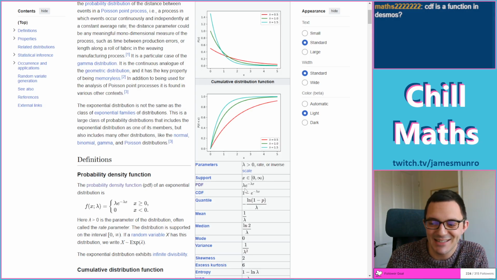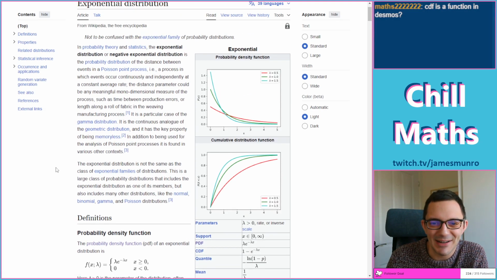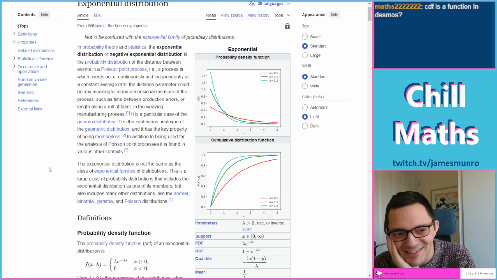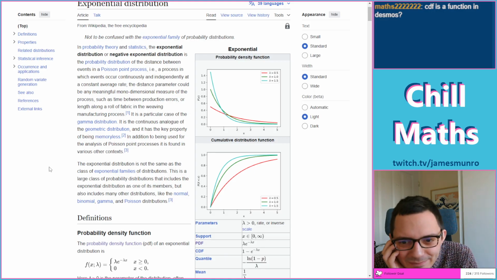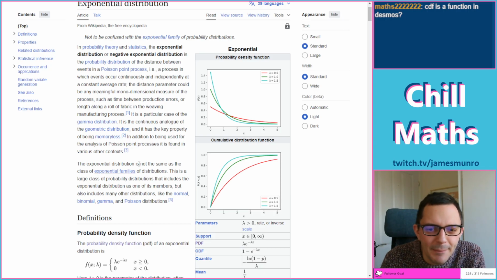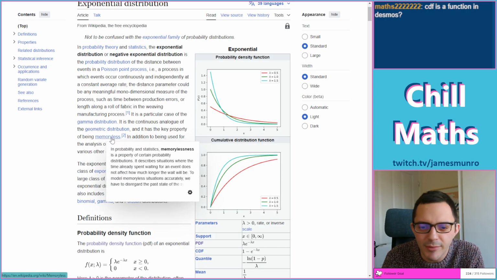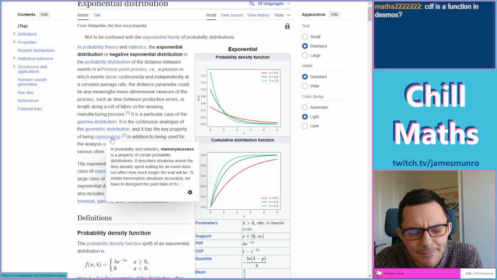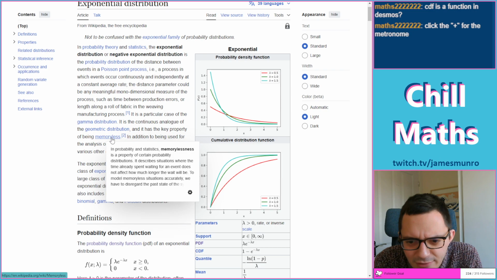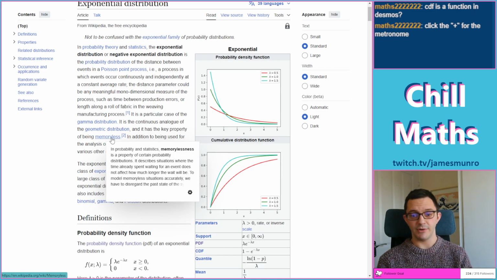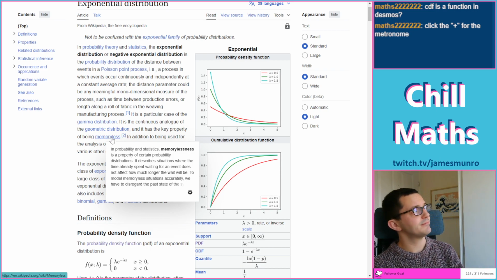Maybe Desmos can do stats. There's so much to learn about. I should maybe read the docs or something to find out what Desmos can do. I can't remember how to do the metronome thing or any stats. I remember this one being memoryless, but not what that means. So I'm going to quickly hover over the word memoryless to jog my memory. Maybe I'm memoryless. The time already spent waiting for an event, oh, yeah, okay, does not affect how much longer the wait will be.